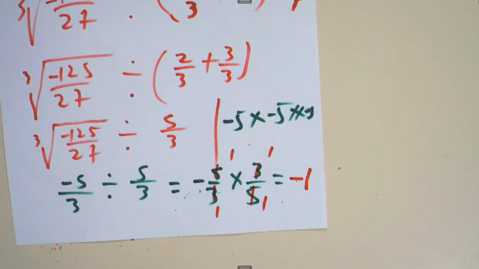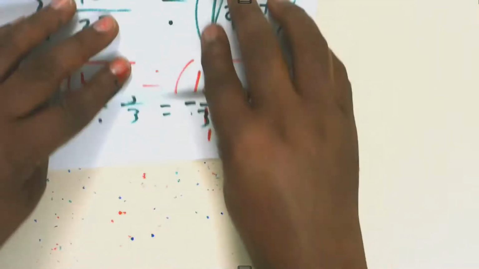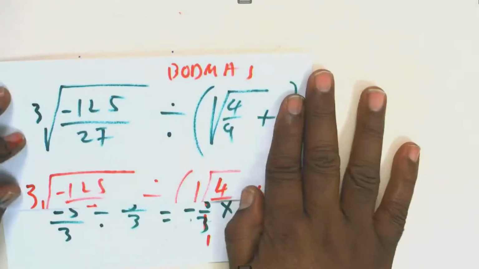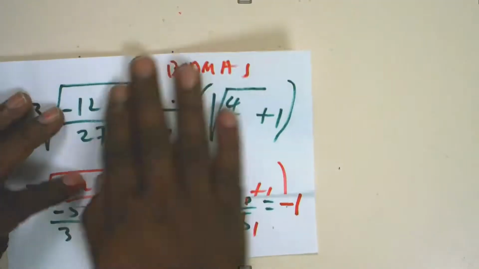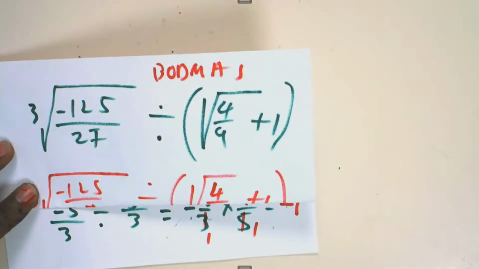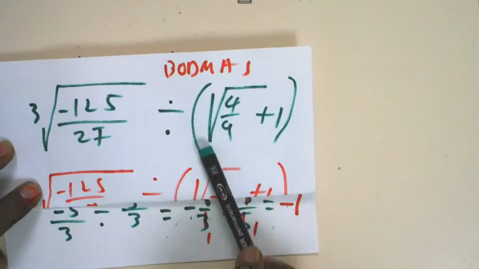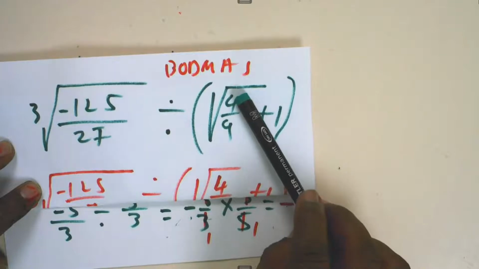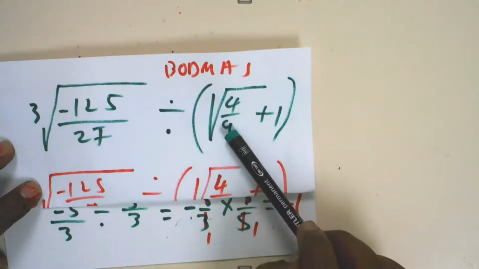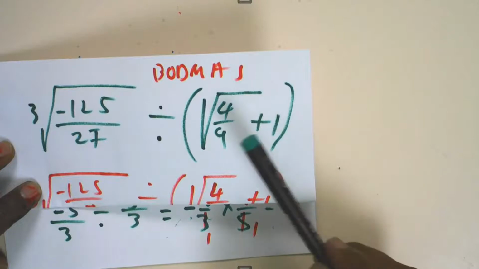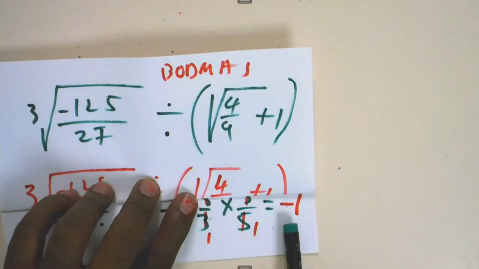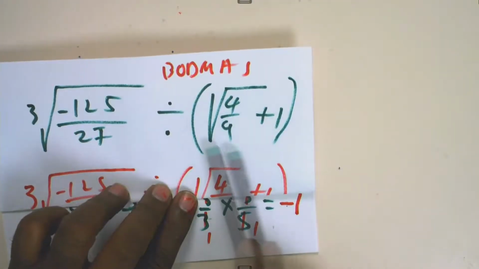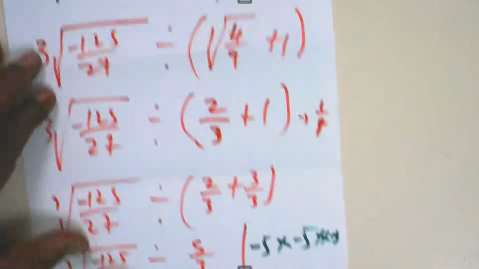Remember where it comes from. Solving in a bracket, the square root. What makes 4 a square number? It's a 2. What makes 9 a square number? It's a 3. Now what is your final answer? It is minus 1. But like I said, step by step, you work out in a bracket, like we did there.